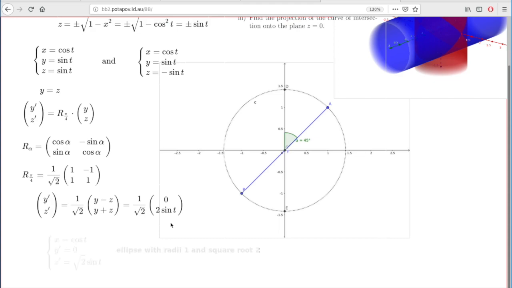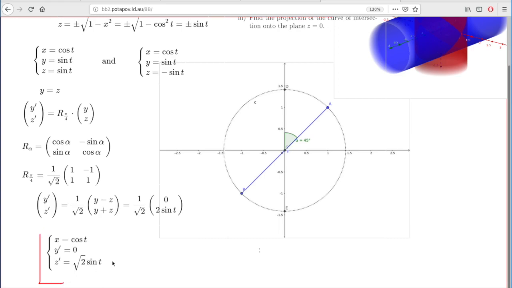So my final parametrization for the curve after I rotated this curve by 45 degrees vertically: my y component disappeared because my curve becomes fully vertical. And that's what we have. And here I can recognize the canonical parametrization of an ellipse with radii 1 and root 2. This is the key geometrical characteristic which we have to identify for this curve.